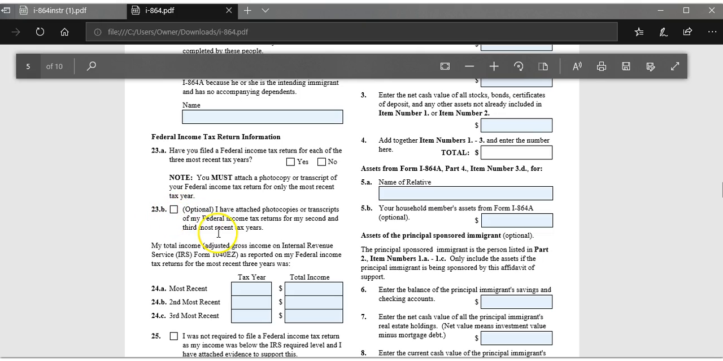Okay, 23B. This is optional. I have attached a photocopy or transcripts of my federal income tax returns for my second and third most recent tax years. That's optional. They only require the most recent one. But if you want to attach the other 2 years, you click on here too and attach them. But you don't have to, okay? You only are required to present the most recent tax year.